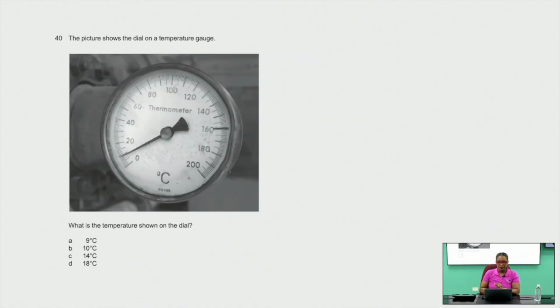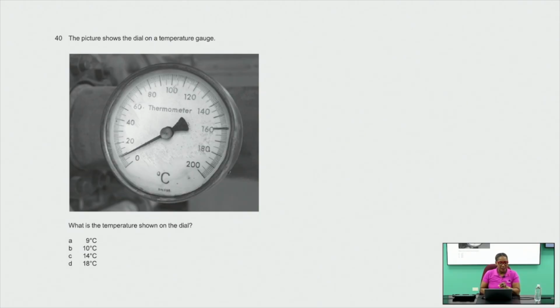All right, great. We are at question 40. So we're what? 40 out of 60? That's what? 2/3 of the paper. That's right, we're almost there. So the picture shows the dial on a temperature gauge. What is the temperature shown on the dial?